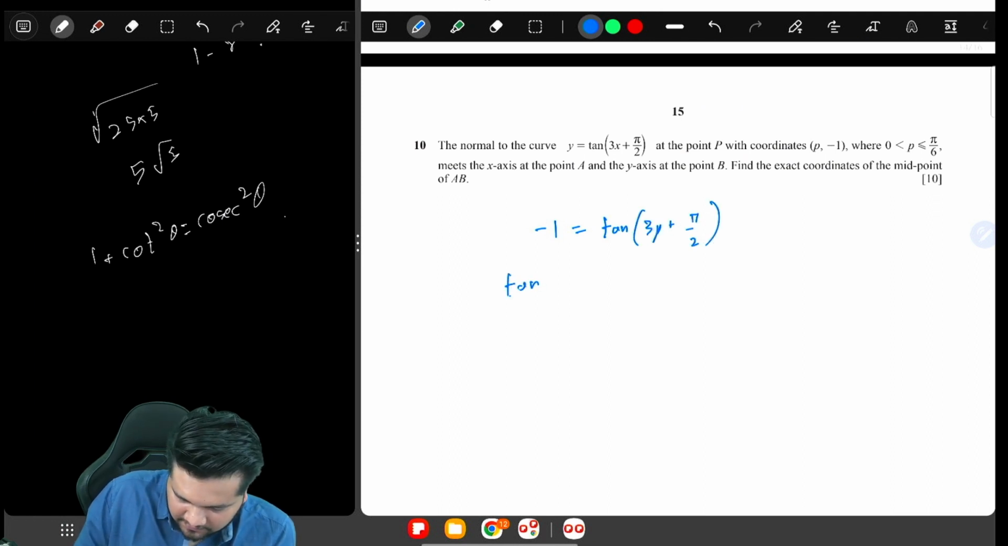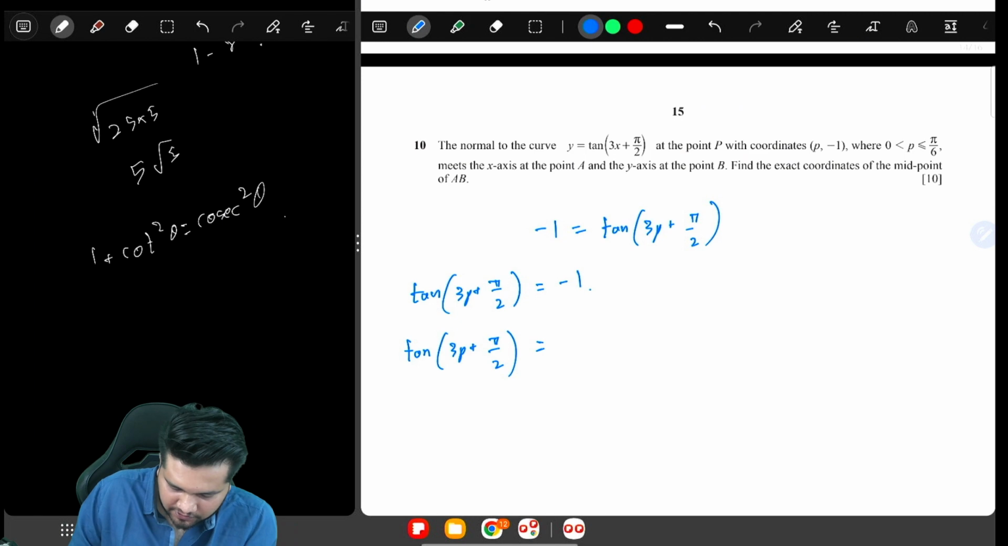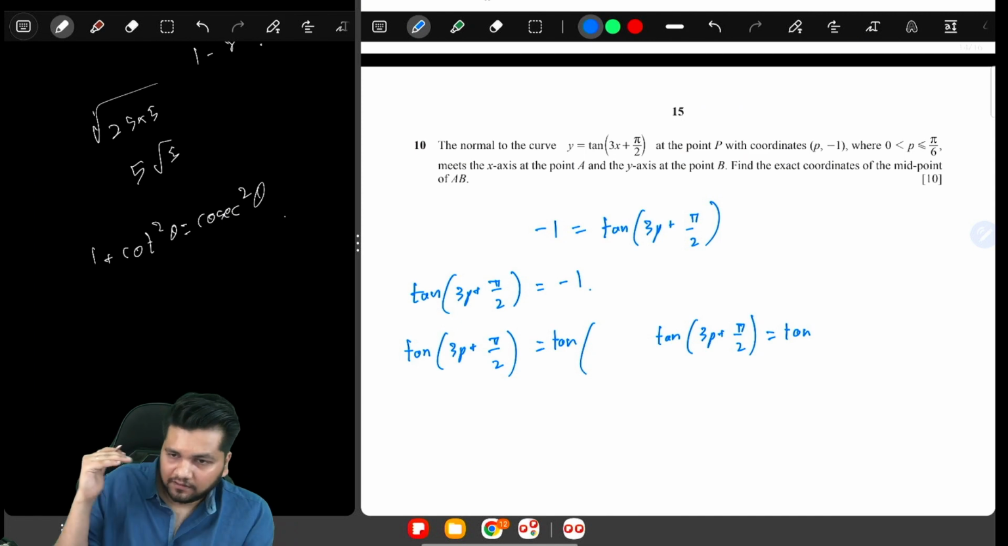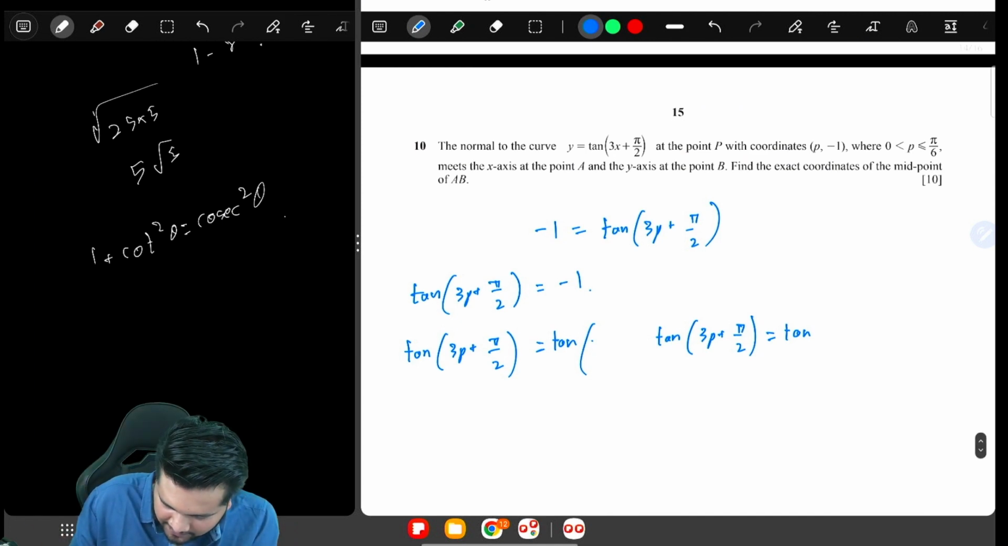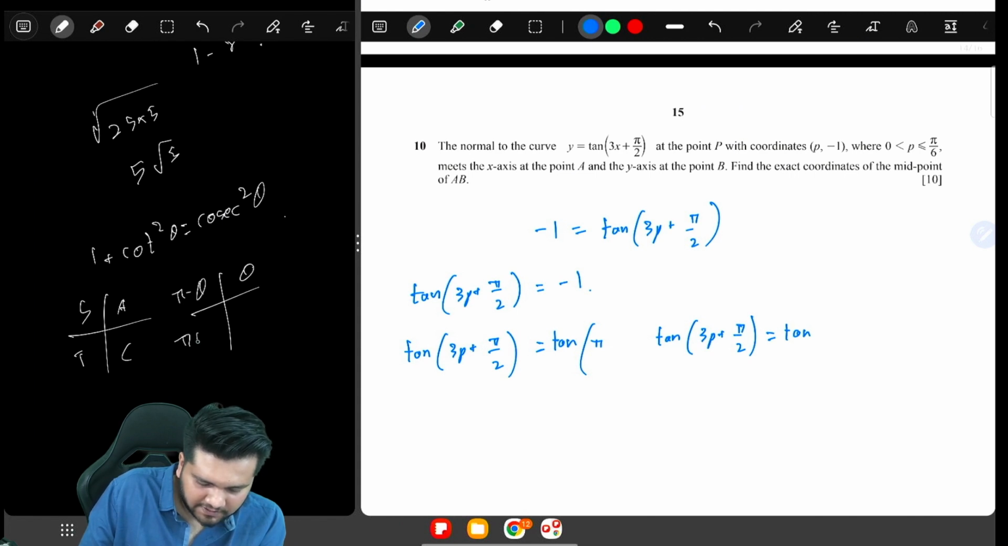Now see, tan of 3p plus pi by 2 is equal to minus 1. We just have to solve it. Now see, tan is negative in second and fourth quadrant, and it is in radian. So it's going to be tan of something. Now see, tan inverse of 1 we already know, which is pi by 4, but we are looking for the negative values. So here it's going to be second quadrant, pi minus theta, right? Like this, ASTC, those two things only you need to remember. This is 180 minus theta, or pi minus theta here. This is pi plus theta, and this is 2 pi minus theta.